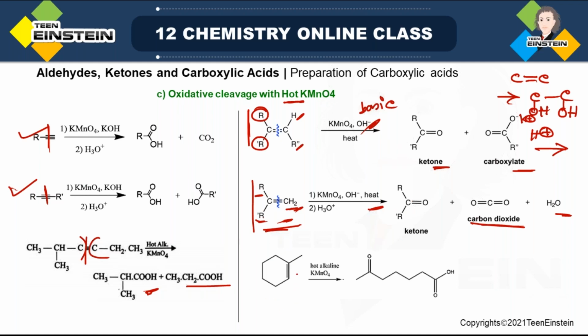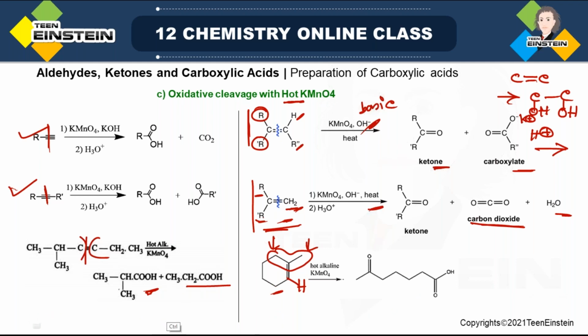Now in the third example, see, on this side you basically have 2 R groups. This is 1 R group, this is also 1 R group. So what you are getting? You are getting a ketone. But on the other side, you have 1 hydrogen and this CH2. So that is why you are getting CO2H.